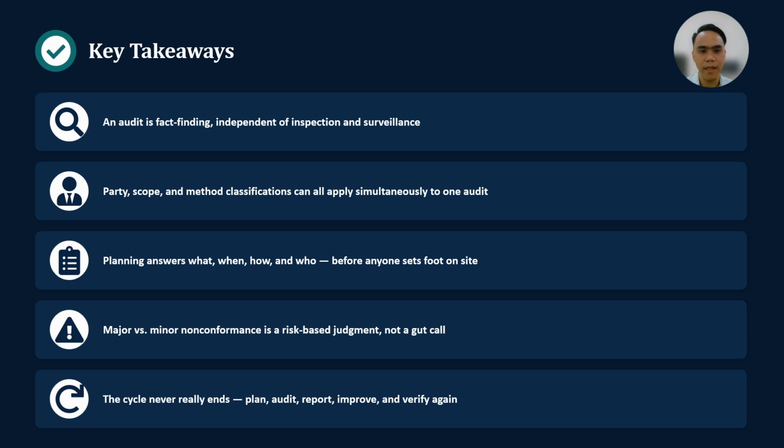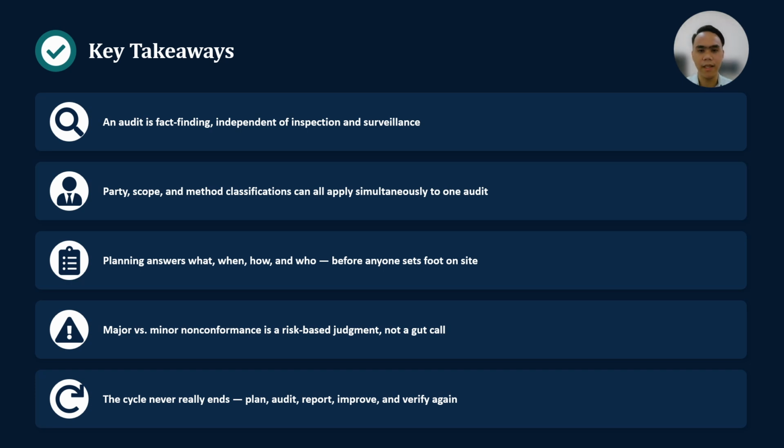Third, planning answers what, when, how, and who before anyone actually shows up on site. Skipping that upfront discipline is exactly how audits run over time, over budget, or miss their actual objective. Fourth is whether a non-conformance counts as major or minor: a risk-based judgment grounded in objective evidence, not an instinctive call. And that same risk lens can even determine which audits get triggered in the first place.